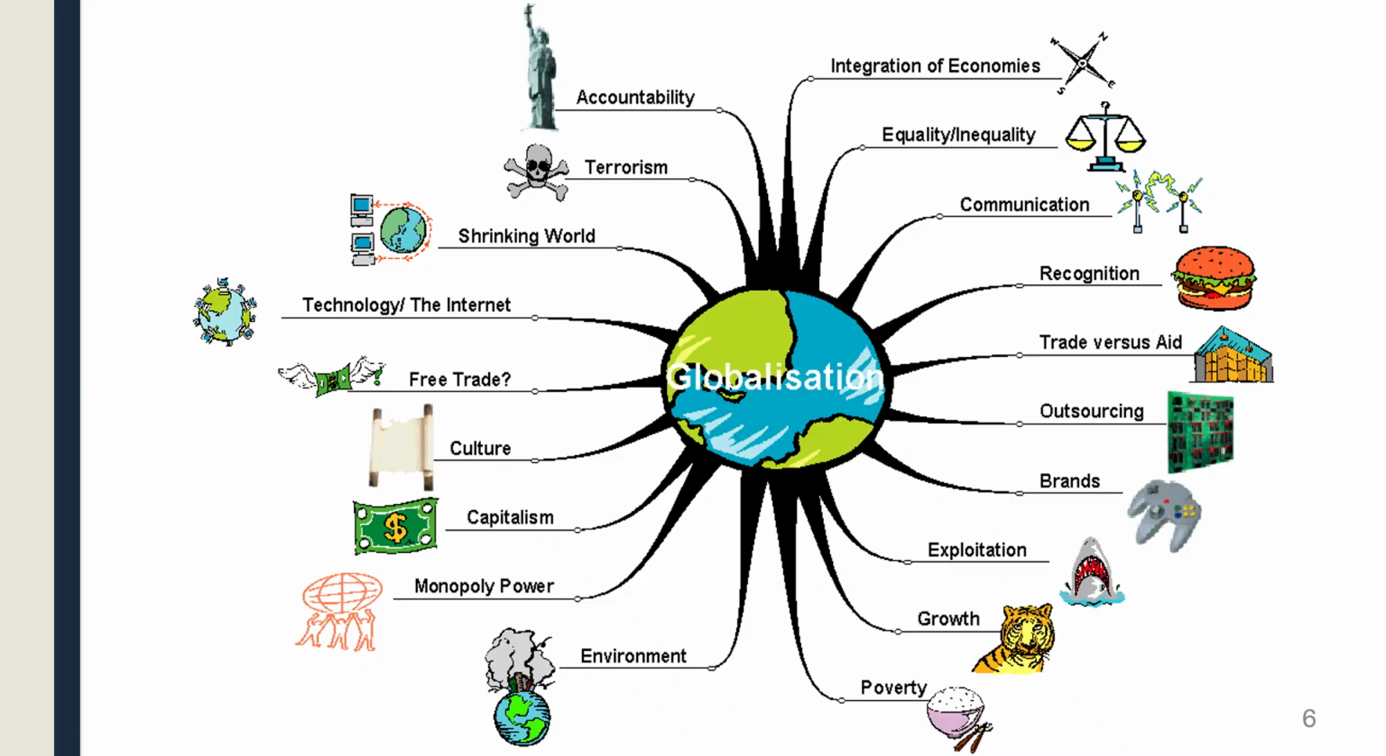This is the mind map of globalization. This picture is a mind map of globalization showing how the process connects and influences various aspects of the world. At the center is globalization, surrounded by its key impacts such as the integration of economies, communication advances, and the spread of technology and the internet, which make the world feel smaller or shrinking.